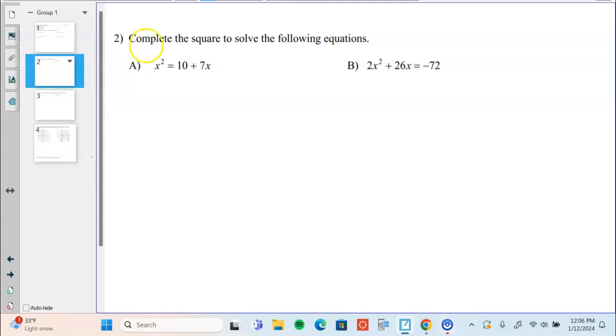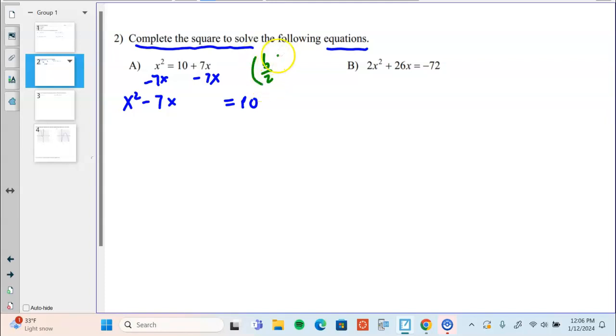All right, here we are going to complete the square to solve quadratic equations. So remember, what we have to have is the x terms on the same side. So we're going to rewrite the equation like this. Now remember, what we need to do is add b over 2 squared to both sides.